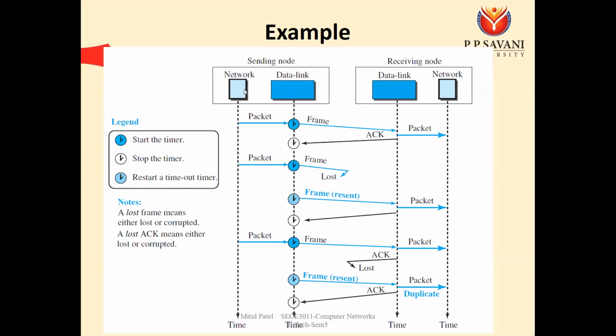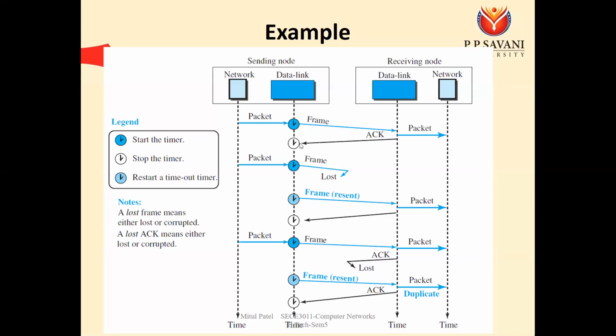The sending node has the network layer and the data link layer. The receiving node has the data link layer and the network layer. The network layer has sent a packet to the data link layer. So what will the data link layer do? It will start the timer, send the frame, and wait for the acknowledgement. The receiving side will check whether the frame sent is correct or not. If it is correctly received, then it will send the acknowledgement to the sender.